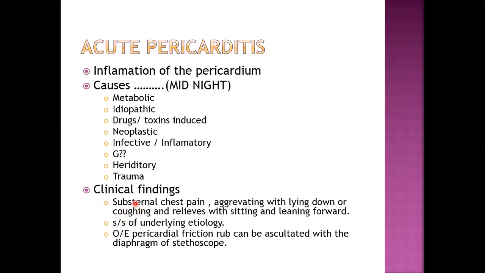Also, besides the typical signs and symptoms of acute pericarditis, the signs and symptoms of the underlying etiology will also be present. Suppose a patient is having uremia, so the signs and symptoms of uremia will also be present along with the acute pericarditis, like disorientation due to uremic encephalopathy, bleeding diathesis, nausea, vomiting, etc. On examination, the pericardial friction rub can be auscultated with the diaphragm of the stethoscope.